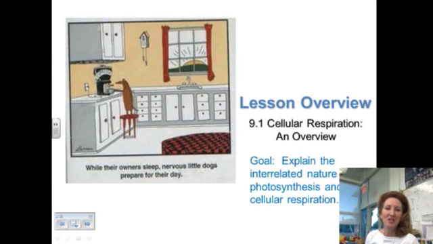Well, hello and welcome to Chapter 9. We're going to do an overview of cellular respiration, then we're going to go more in depth. So lesson 9.1 is just a general overview of some of the reactants and products, so to speak.